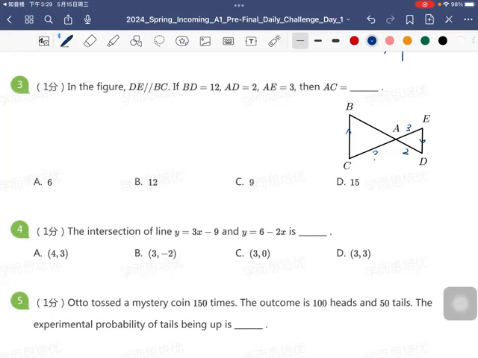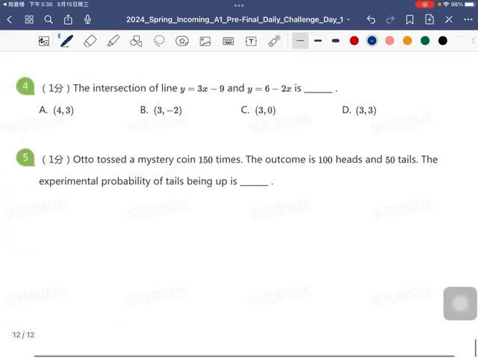So we know BD is equal to 12, which means AB is equal to 10. Therefore, we can construct a proportion here. AB over AD should be equal to AC over AE. Clearly you know everything except AC, so just put the numbers in. AB is equal to 10, AD is equal to 2, AC is what you're looking for, and AE is equal to 3. Then if you solve this equation, you get the answer. The answer is D here. AC should be equal to 15.